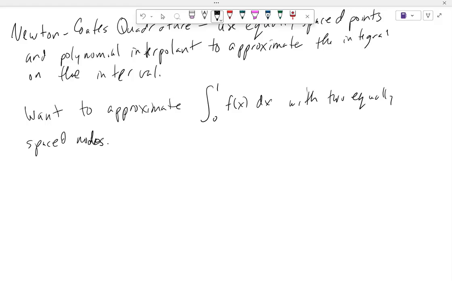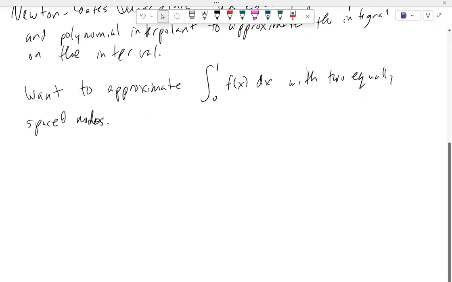This is where we're going to start. We're going to do this integral from 0 to 1. We're going to do this to get our general rule, and then we'll talk about how we can scale it to other intervals. Okay? That's the idea. All right. So two equally spaced nodes. Well, what does that really mean?